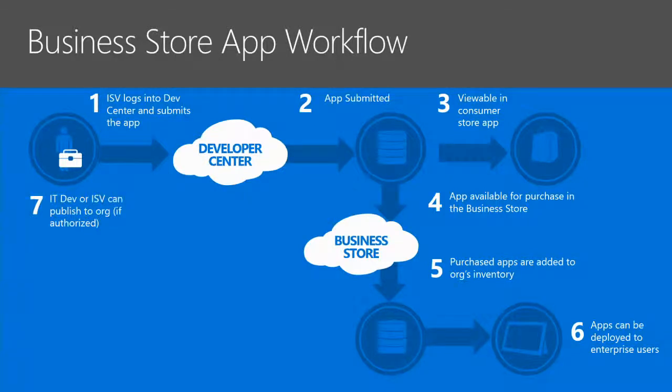Now, the flow we just talked about in more detail was the LOB flow. So now the IT developer or an ISV, if they're authorized, can publish to that organization. Then the application is directly submitted to that org, so it never gets into the retail catalog. It's just available for that organization's catalog, and that's locked away from everyone else. Obviously, only users in your org can get it, and that's all secured by Azure Active Directory.